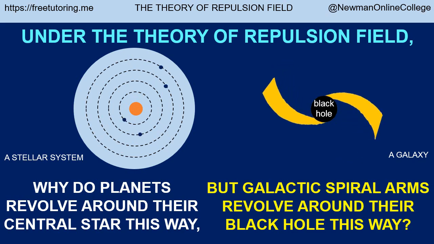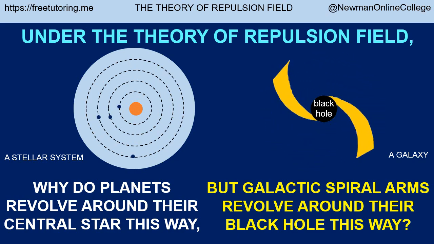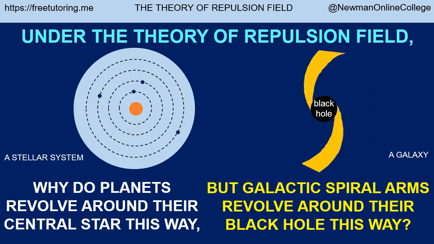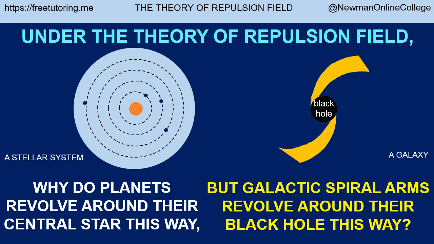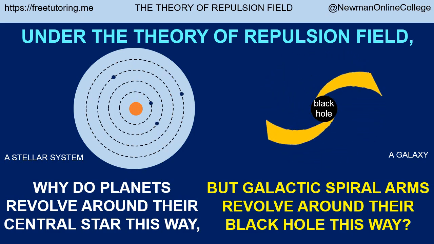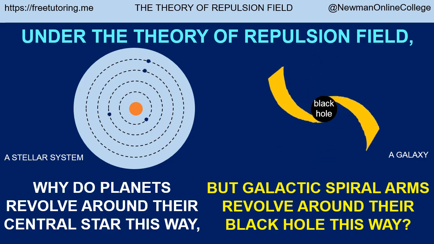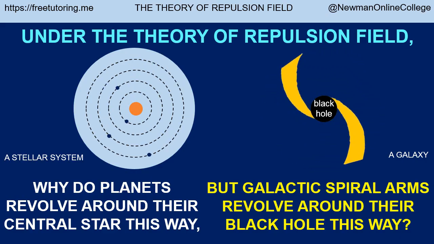Under the theory of repulsion field, why do planets in a stellar system revolve around their central star in a totally different way from galactic spiral arms revolving around their central black hole? Let's take a look at this stellar system on the left-hand side with 4 planets, and a galaxy on the right-hand side with 2 galactic spiral arms.